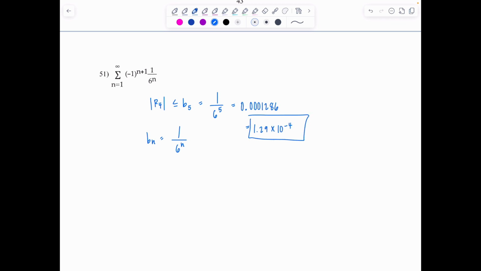Check with your instructor how they want the final answer. Do they care about sig figs? Usually not for math.